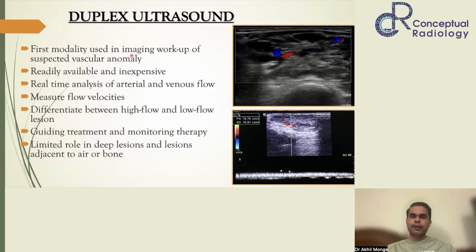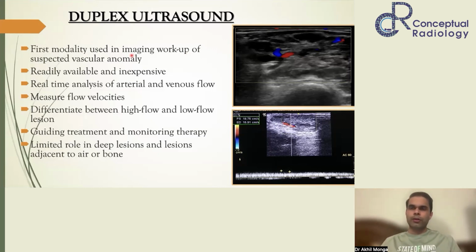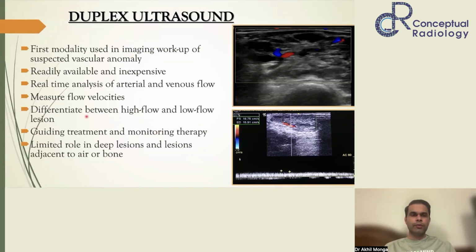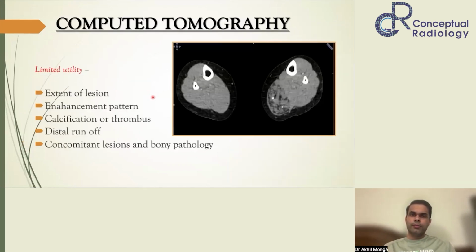So the advantages, as I said, are that it is very easily available and inexpensive. You can see all these things in real time. So if somebody has a lesion which is quite accessible in anatomy, ultrasound can easily be done. Then it really gives us a lot of information. Then MRI is primarily for confirmation and to see the extent, but most of the things you are able to tell on ultrasound. So you have to differentiate between a high flow and a low flow lesion. You have to tell whether it's a deep or a subcutaneous or superficial lesion. And then you can think about an MRI later.